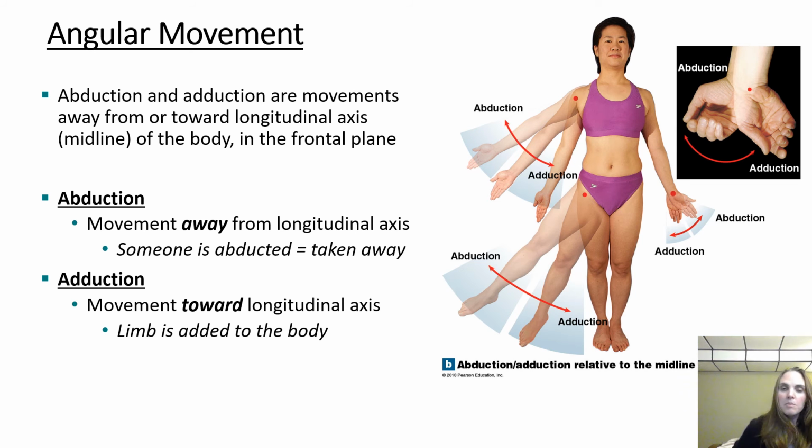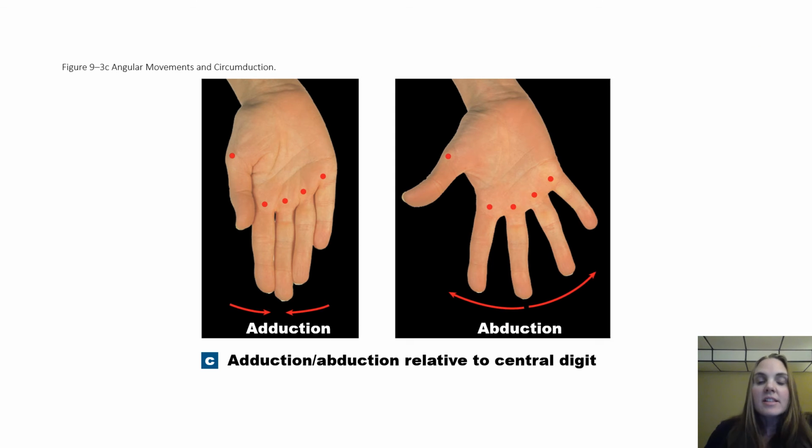And the way that you can remember which is which is that abduction, when someone is abducted, they're taken away. And with adduction, the limb is added towards the body. And we can even see this in the hand in relation to the central digit. So if we have the central digit as our midline, we're abducting if we spread our fingers apart because we're taking them away from the midline, and adducting, adding them back towards the midline if we bring them back in.